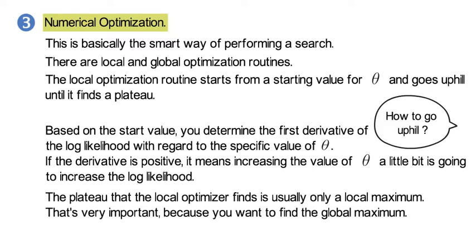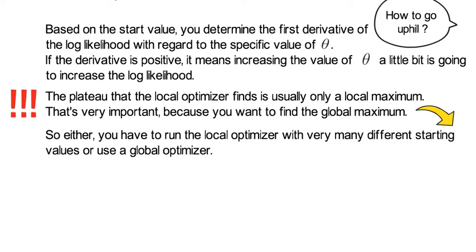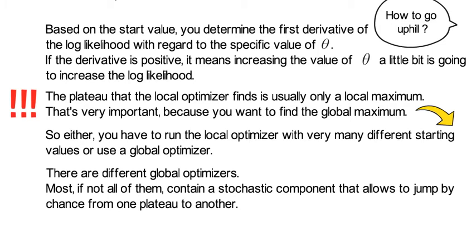The plateau that the local optimizer finds is usually only a local maximum. And that now is very important, because you want to find the global maximum. So either you have to run the local optimization with very many different starting values, or you use a global optimization routine. There are different global optimizers out there. Most, if not all of them, contain a stochastic component that allows to jump by chance from one plateau to another.